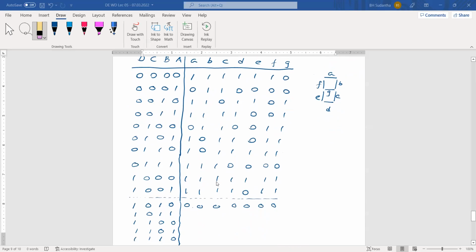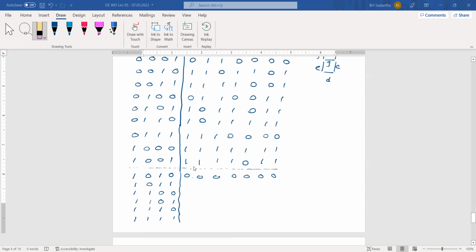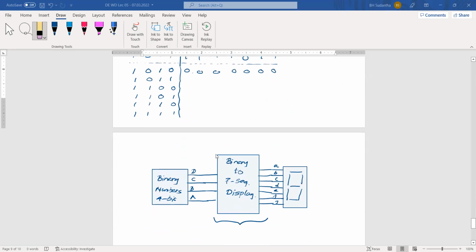Then now you know how to design this one. Generally, what we can do is write output equations for segment A, segment B, segment C, and so on up to segment G. We can write 7 output Boolean equations. Then if it is possible, we can minimize them and design this binary to 7 segment display.